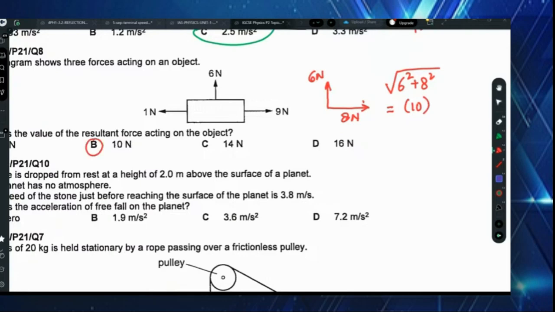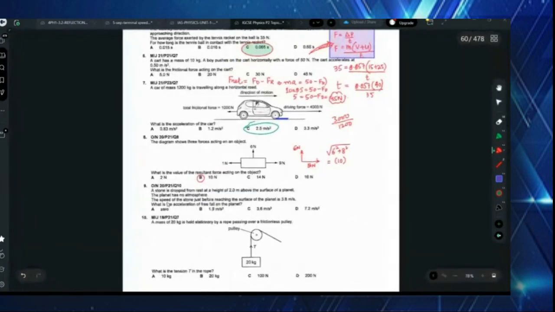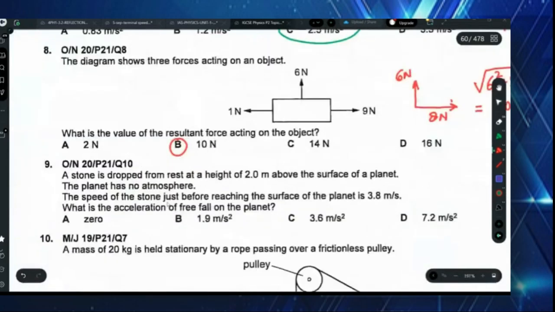I totally forgot about the Pythagoras rule. So what did you do then? I got the answer of A. I thought you had to subtract both of the resultant forces. Yes, we subtracted both of them, but there is one force acting to the top, so we have to consider that also. Okay, got it, sir.